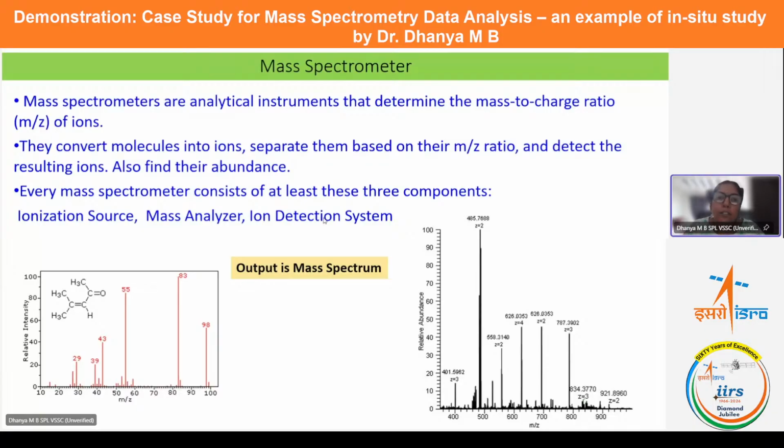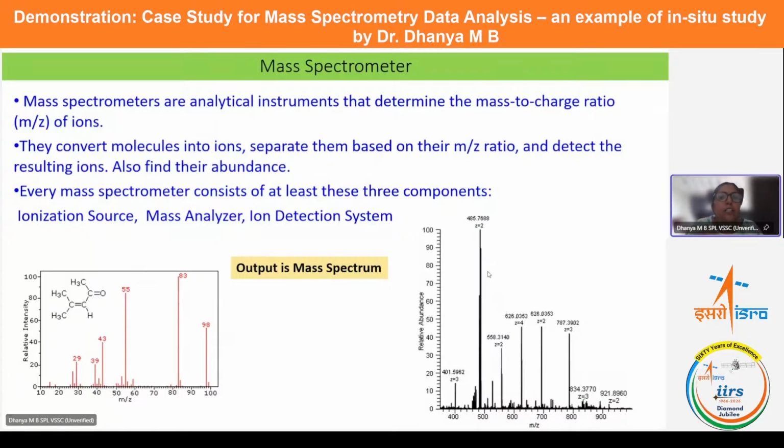What will be the output of a mass spectrometer? It is basically a mass spectrum, where the x-axis is mass to charge ratio and the y-axis is their intensity. You can see here certain lines corresponding to certain M by Z, which are identified as some organic molecules. Similarly, on the right side also some M by Z's are shown, and with their abundance we can find the certain peaks people have identified as being because of certain elements. This is the way it is used.